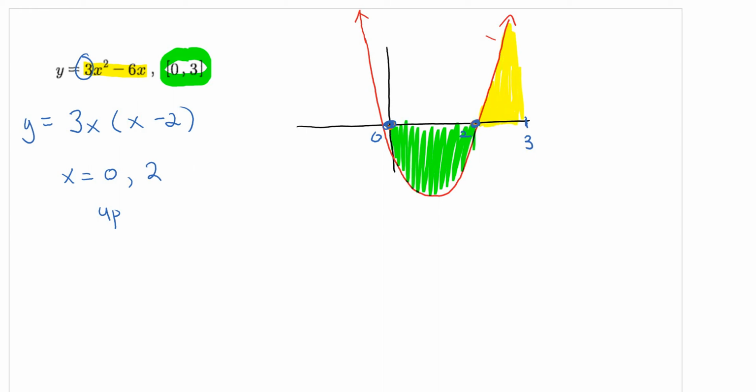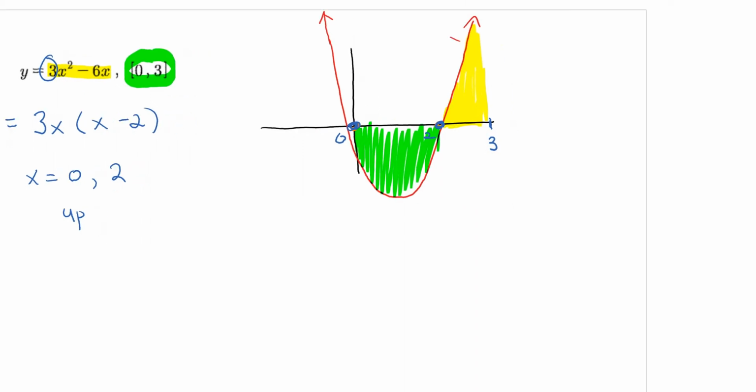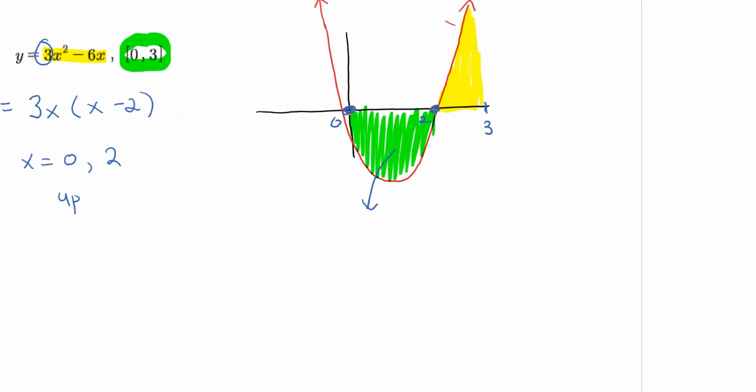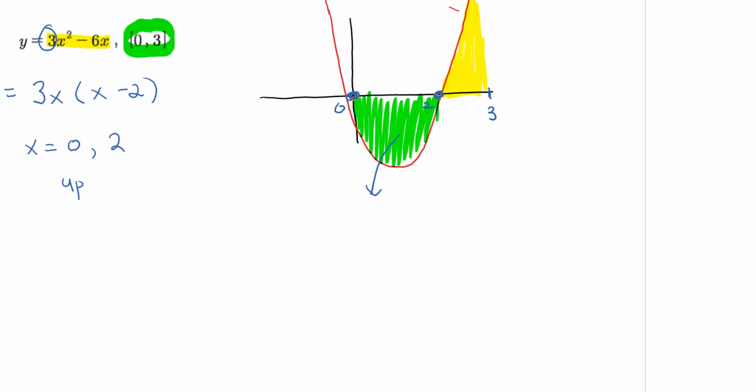Okay, so in order to find the total area for this particular problem, I need to find the area in the green region and the area in the yellow region, add them together, and that would be my total area. And we always assume that the total area is going to be positive. Okay, so let's take a look at this green region right here. We know that area is going to be negative because it's underneath the x-axis, but let's go ahead and set up the integral for that.